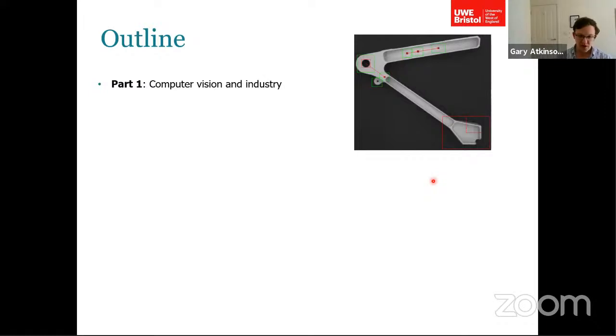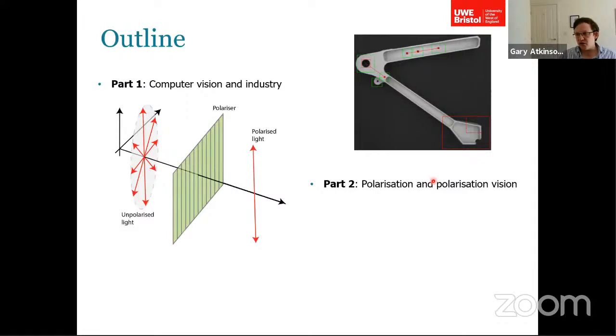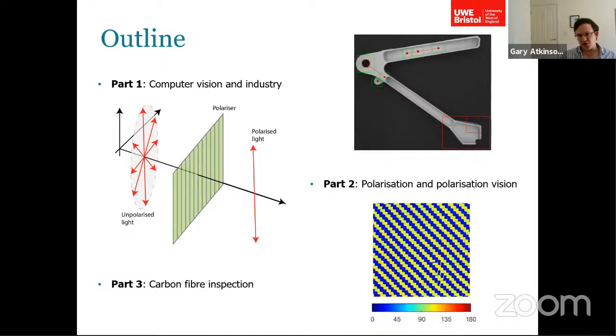And if you are already an expert, then maybe it'll be interesting just to compare my take on the current state of the art compared to yours. I then want to talk about my primary area of expertise, which is the field of polarization, both in a physics sense and in terms of polarization vision, as it's come to be known, which is a small subfield within computer vision. And then the third and final part is where I'll actually apply these theories and these methods to carbon fiber composite surfaces. So that's the outline for the next 45 minutes or so. So I'll spend about 15 minutes on each.